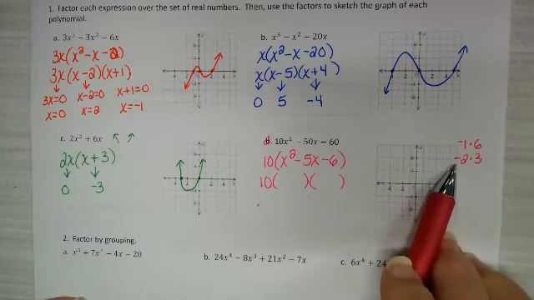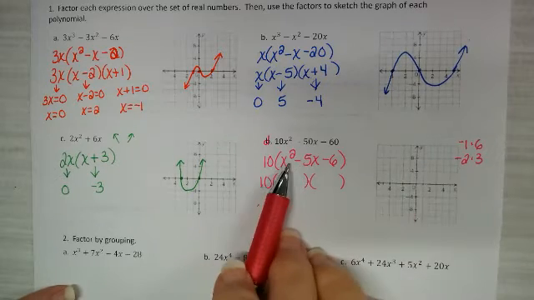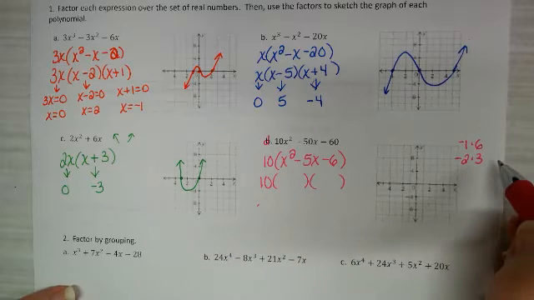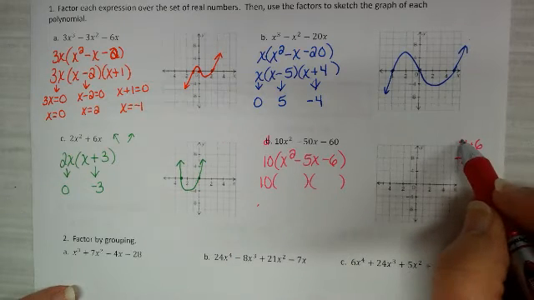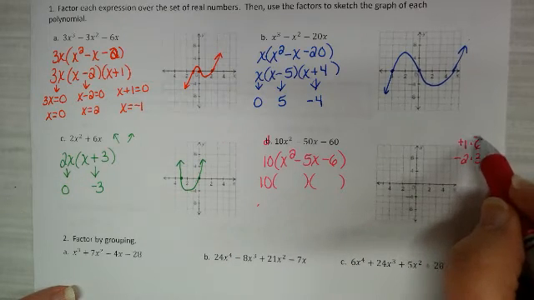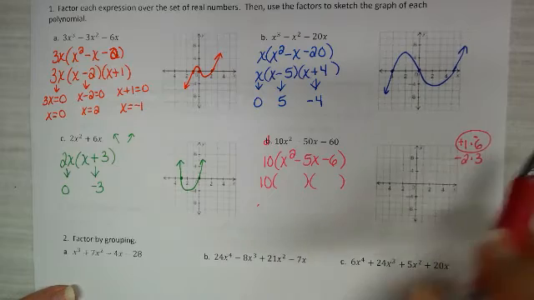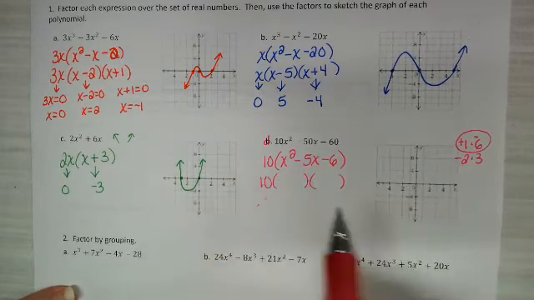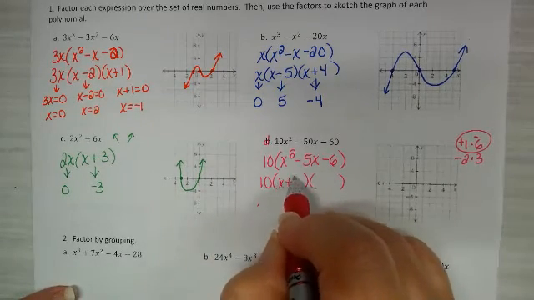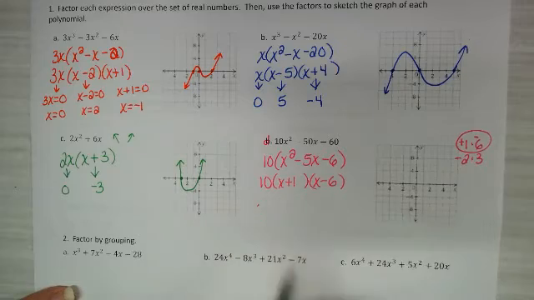So if I use a -2 and a +3, I don't get a -5. But let's switch this around. If I use a +1 and a -6, that would give me a -5. So be careful there. x plus 1, x minus 6.